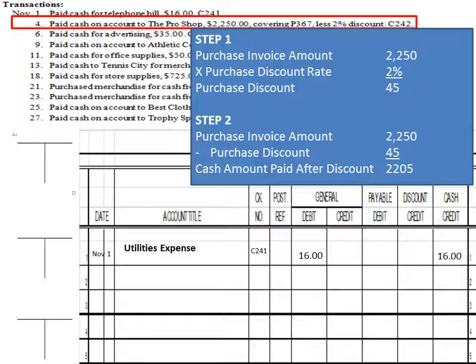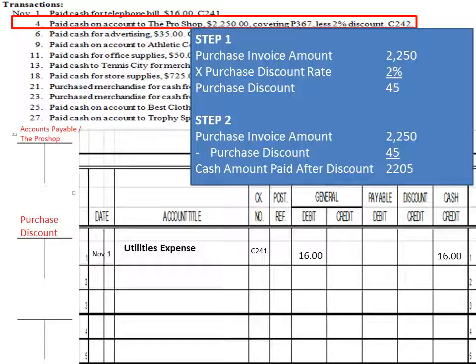Before we bring it to the journal, let's tee it up a little bit. We're going to use accounts payable, the Pro Shop, obviously, because we're going to be lowering the amount of money we owe someone, so we're decreasing our liability. We're going to use that purchase discount. Remember, that is a contra purchases account. Purchases have a normal balance of a debit.